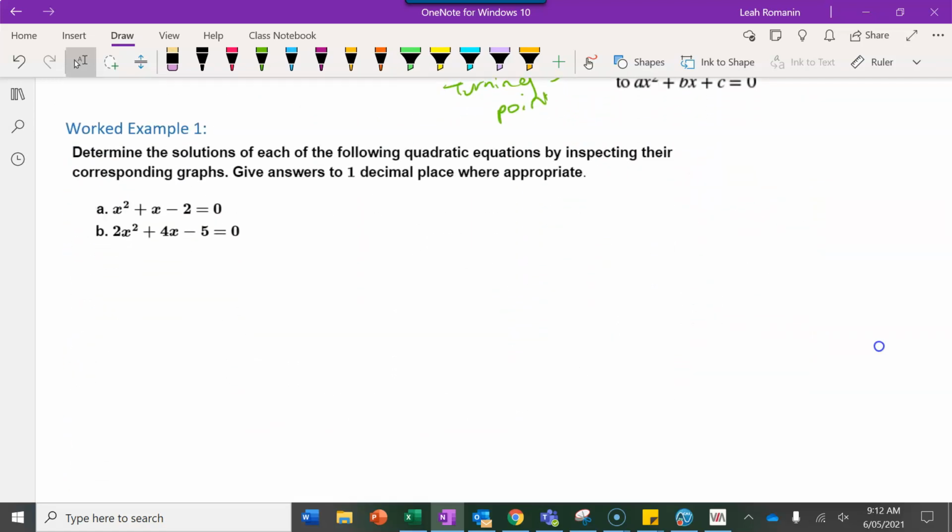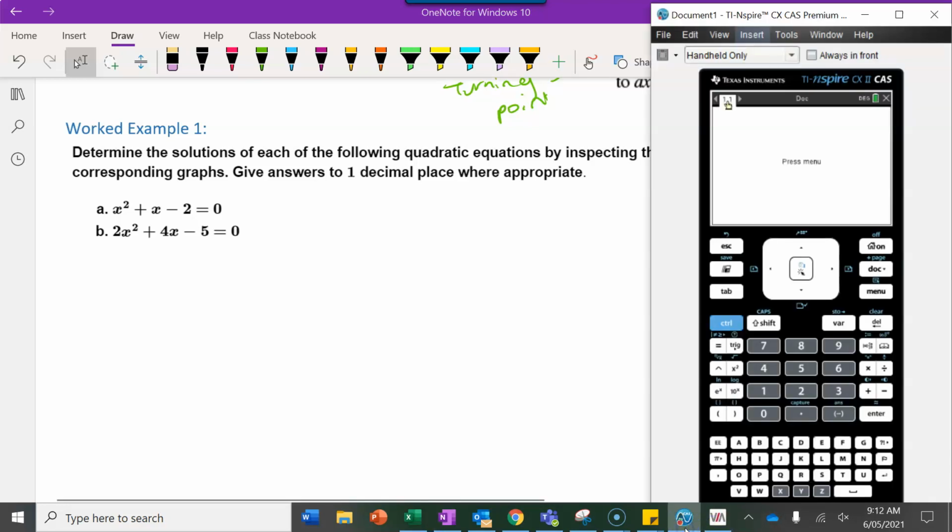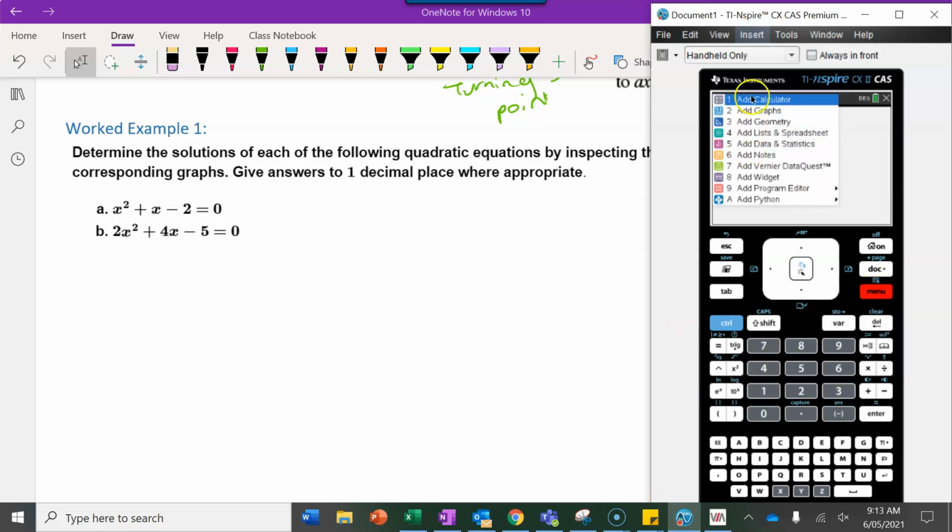Okay, so we are going to look at a few graphs and solve them by looking at them. So I've got my first graph, x squared plus x minus 2. Now, you will definitely need your calculator for today. I'm not expecting you to sketch these by hand. So what I want you to do is grab out your calculator and head into graphs. Now, once you're in graphs, up here where it says f of x, that's just the function in terms of x. That's basically the y.